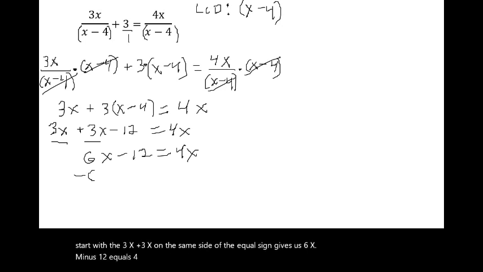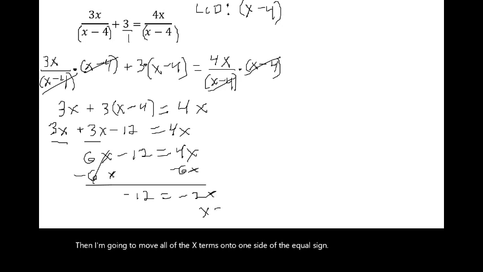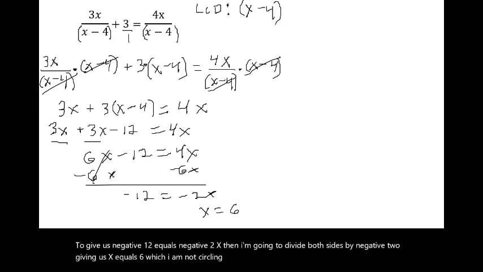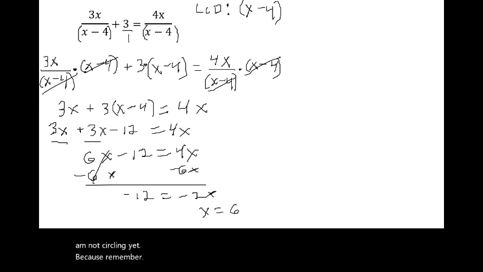Then I'm going to move all of the x terms onto one side of the equal sign to give us negative 12 equals negative 2x. Then I'm going to divide both sides by negative 2, giving us x equals 6, which I am not circling yet. Because, remember, for every single one of these rational equations, you do need to check your solutions.